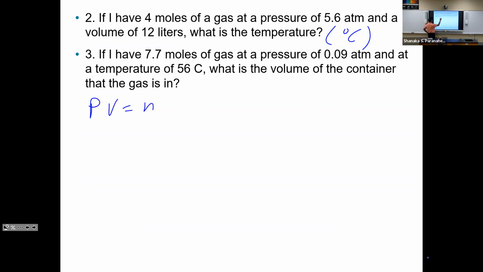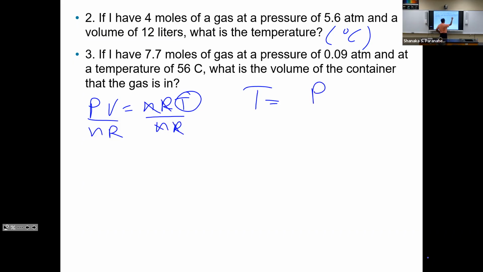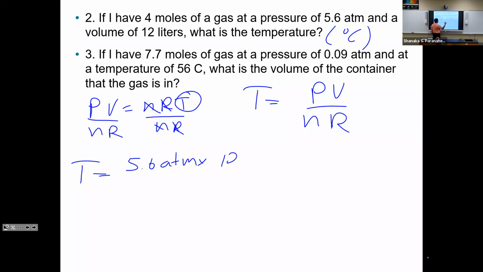P V equal nRT. Solve for T. Divide by nR. Temperature is equal to PV over nR. Pressure, atmospheric pressure 5.6 atm, volume 12 liters, divide by n, number of moles, 4 moles. And pick your R value.